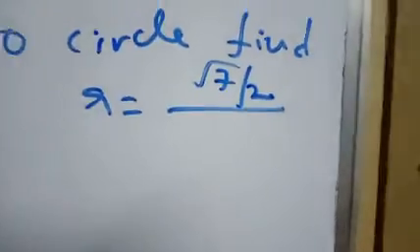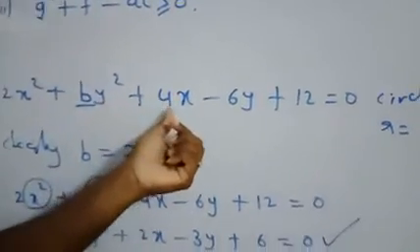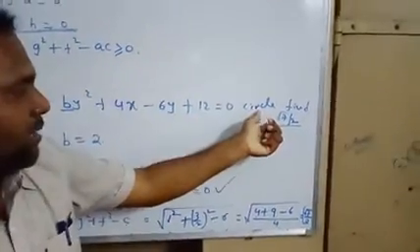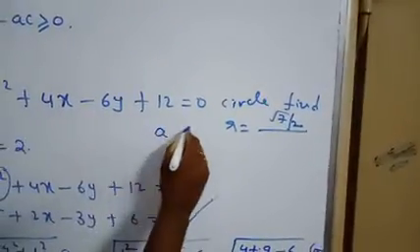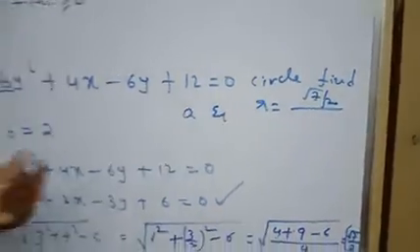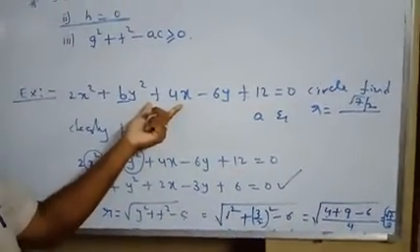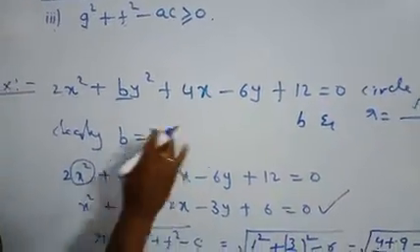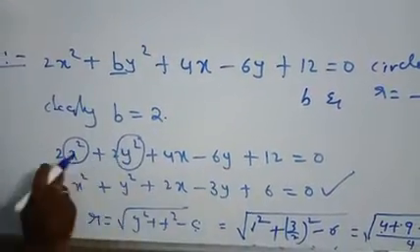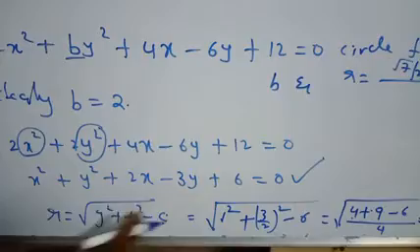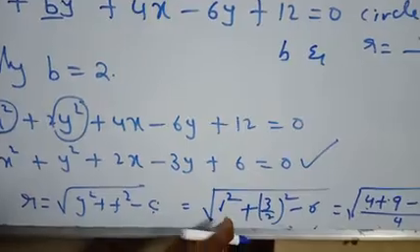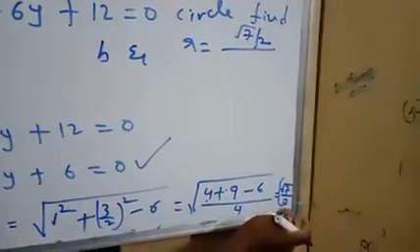So like that, sometimes the question is asked: 2x² + by² + 4x − 6y + 12 = 0 represents a circle. Find b and the radius. So find b: it represents a circle, so clearly b is equal to 2. Substituting the b value and dividing by 2 on both sides, the radius r is equal to the root of g² + f² − c. Simplifying that, we get root 7 by 2.